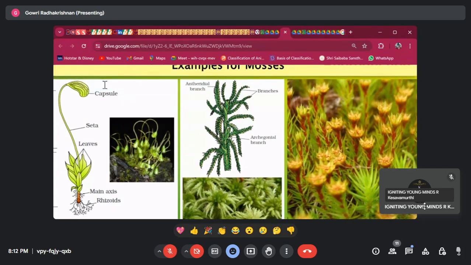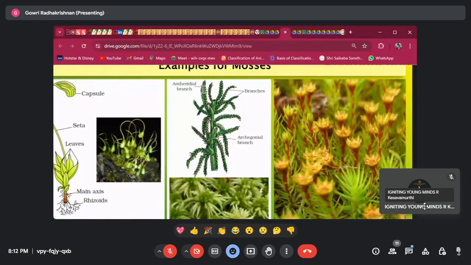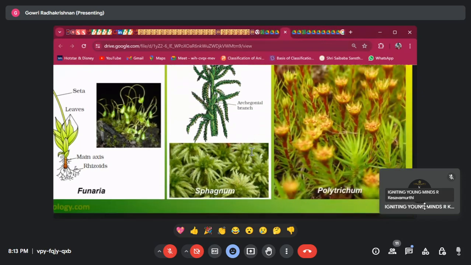So this is a capsule. This stem is the seta, and this is like leaf structure. And from this portion, this is the gametophyte, and the upper portion is the sporophyte. And in this antheridial branch, this branch is the antheridial branch, and the lower one, like stem-like thing that you can see here, that is the archegonial branch. You can see like buds, that is the archegonial branch.